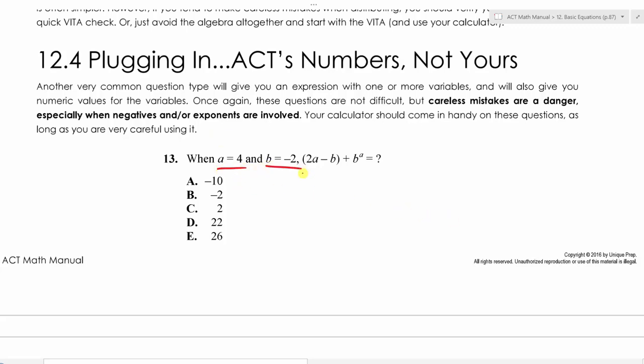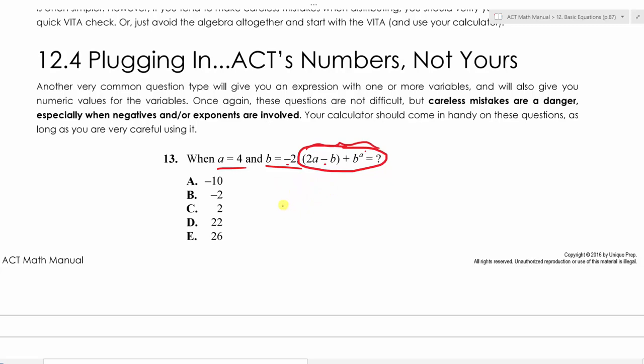They give us a equals 4 and b equals -2, and then they give us an expression that needs to be evaluated when the variables have these values. So on a question like number 13, which you might want to try on your own, the only thing you need to, once again, be very careful of is that you are dealing with negatives, and you are dealing with subtraction, and you are dealing with exponents. And when negatives combine with subtraction and exponents, again, careless mistakes do become a risk. So I would suggest taking these a little bit more slowly than you normally would, at least at first, and make sure that you're being meticulous and you're not making careless mistakes.